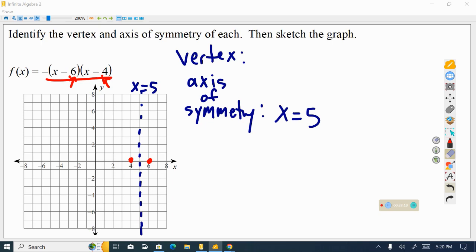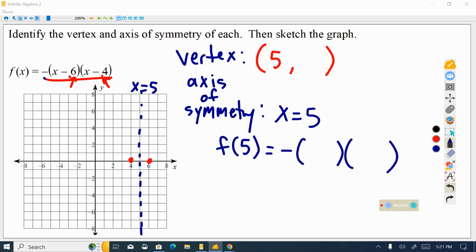So now, let's do the next step. We know that we have the x-coordinate of our vertex, but we don't have the y-coordinate. So let's go figure out how we have to do this. I'm going to calculate f of 5, and this is going to help us get the answer. Okay, but we have to make sure that we're copying everything, including that negative. So we have a negative here, and now I'm going to plug in 5.